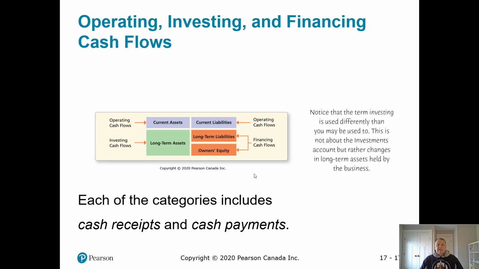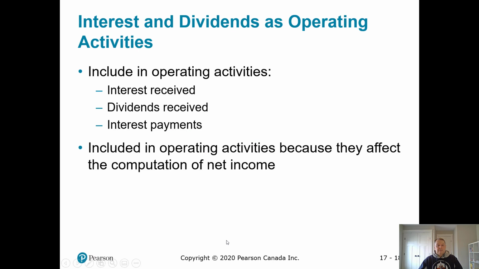So here's an example of how we look at these things in terms of whether something is an operating, investing, or financing activity. Any sort of operating cash flows flow through usually current assets and current liabilities. If you're investing, you're usually talking about long-term assets, so the rest of the asset side of the balance sheet. And if you're talking about financing activities, you're generally speaking about long-term liabilities and owner's equity. And we just break it into cash receipts and cash payments in this case.